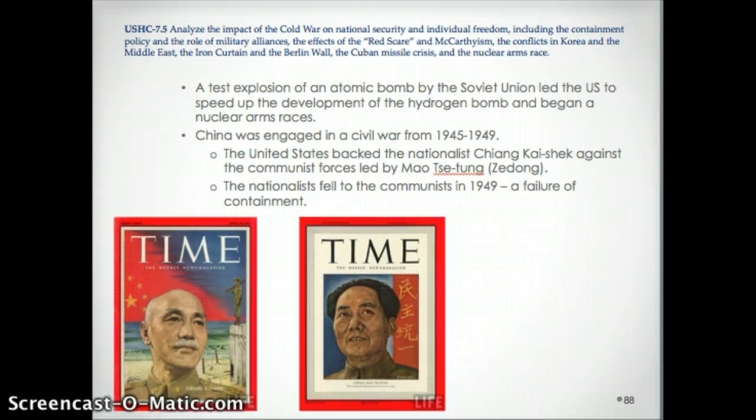There was a test explosion of an atomic bomb by the Soviet Union in 1949. It's going to lead the U.S. to speed up development of the hydrogen bomb, which will be even more deadly and more effective, and begins a nuclear arms race.